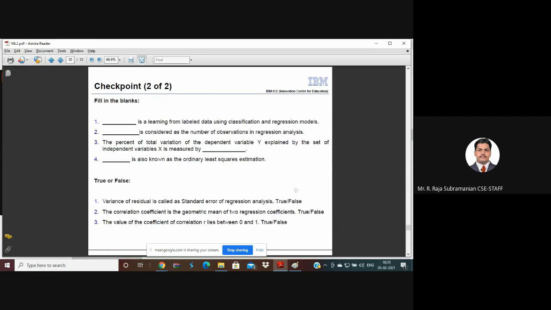Learning from labeled data. This is very easy. If I give the labels, output labels are also given, then that is called dash. Supervised. Supervised. Next, dash is considered as the number of observations in regression analysis.